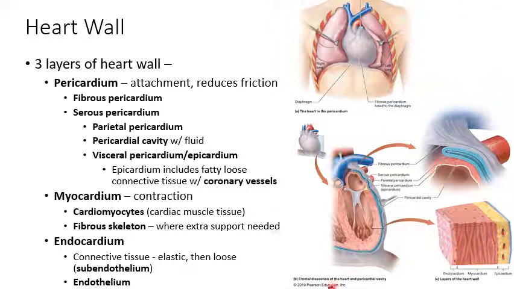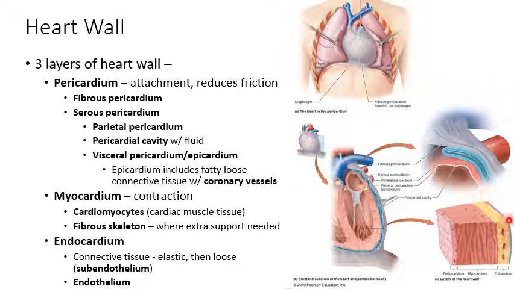So in this image here, much of this is the pericardium. This dense gray thing here is the fibrous pericardium. Underneath it you have the serous pericardium, the parietal pericardium, the visceral pericardium, and then the pericardial cavity in between them. And beneath that, if you zoom in closely, you can see the epicardium.